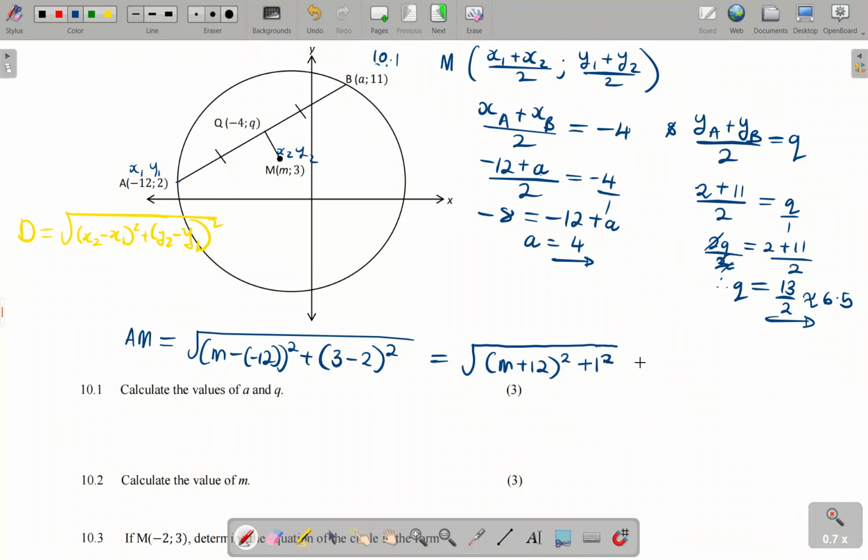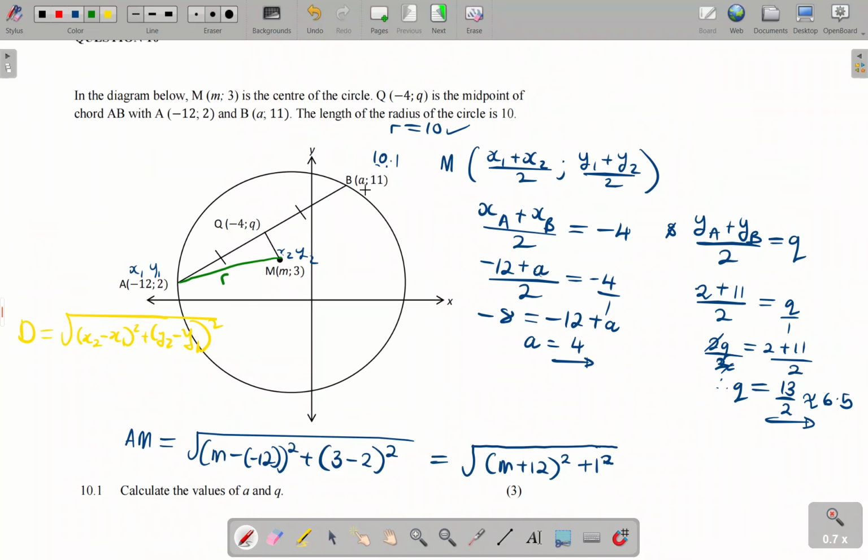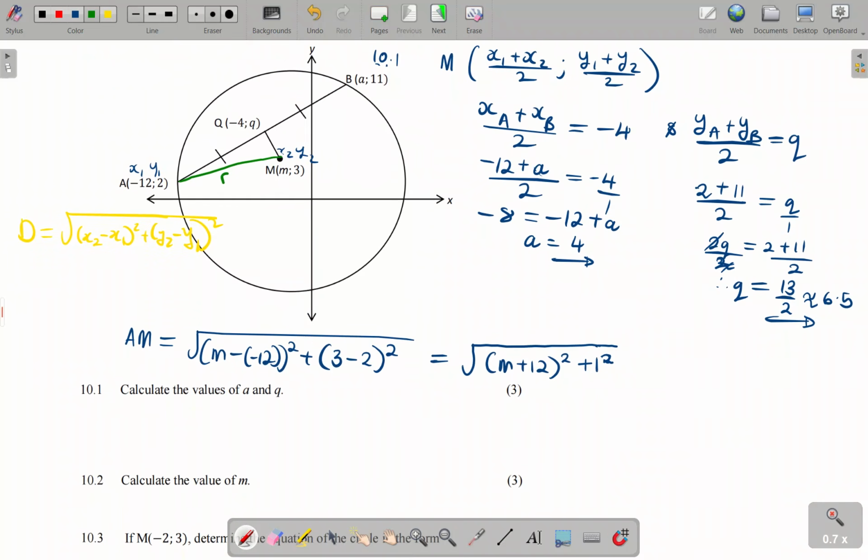But see guys, this thing here is equal to what? AM. But what is AM? AM, this is the radius from M to A. That's the radius from the center to what? To the circumference of what? Of the circle. So that's what? The radius. So I'm just gonna write it here. So from that thing to that part there, that's what? The radius. Yeah, that's R. But we are given the value there. That R is 10. So you simply just gonna equate this to what? 10. So simply say this is equal to 10 like that.